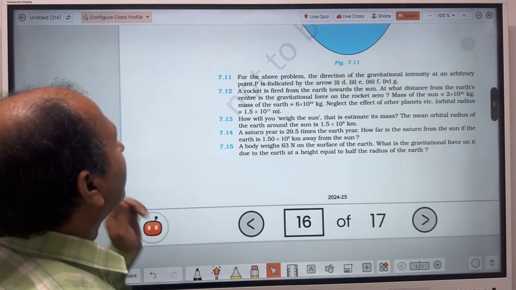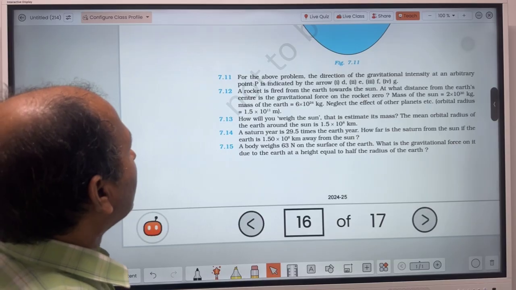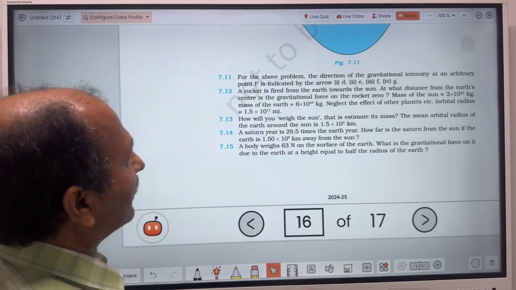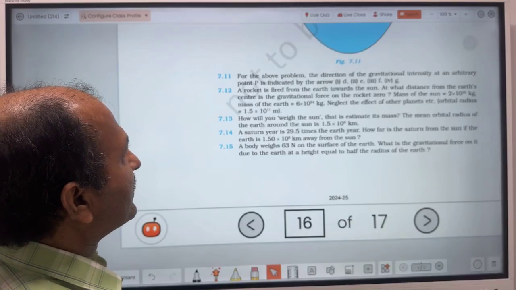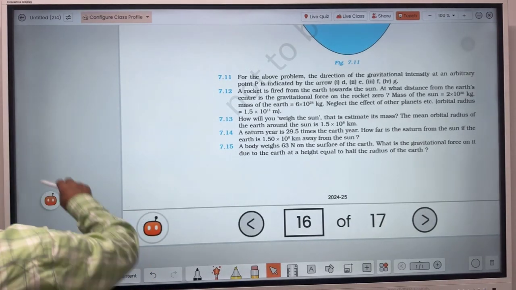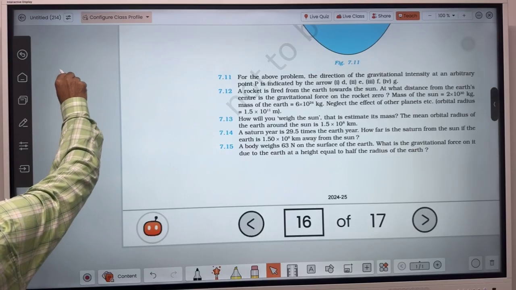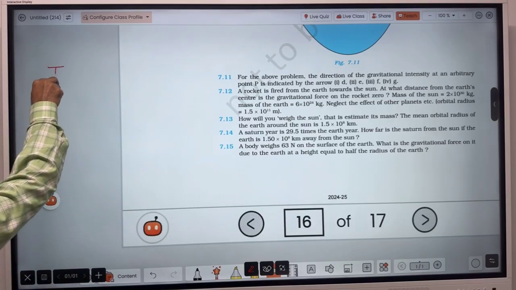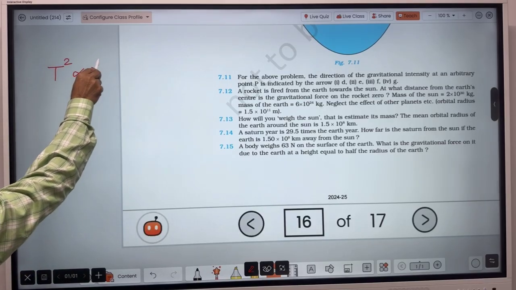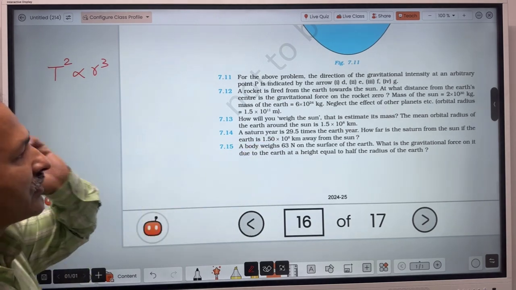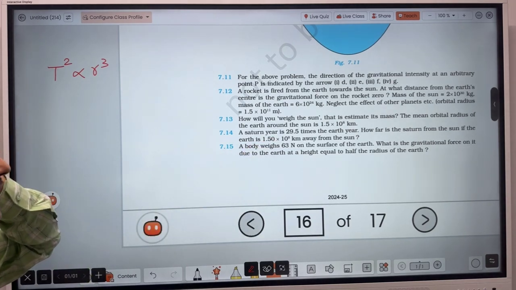Next question is question number 14. A Saturn year is 29.5 times the Earth's year. How far is the Saturn from the Sun if the Earth is this much kilometer from the Sun? So here Kepler's third law of planetary motion, T square proportional to R cube. Saturn year is this much times that of Earth. How far is the Saturn from the Sun?